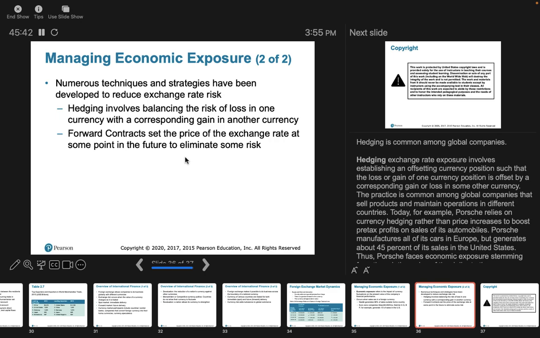Then we'll look at forward. Let's look at forward. Forward contracts set the price of the exchange rate at some point in the future to eliminate some risk.